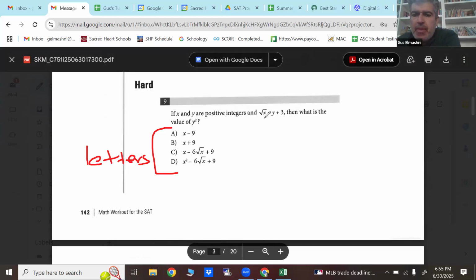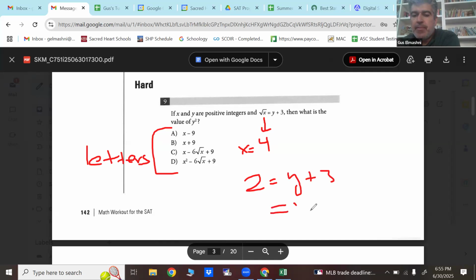So let's make a number for x. 4. 4 is great. I would not do anything that's a non-perfect square. Like, I have not done 5, I have not done 7, I have not done 11. Choose something simple that you can square root. So that becomes 2, right?